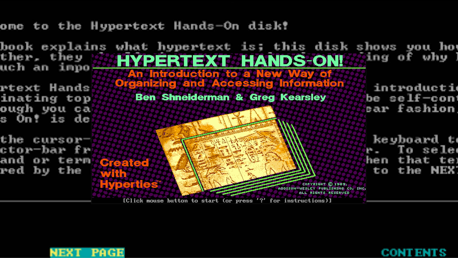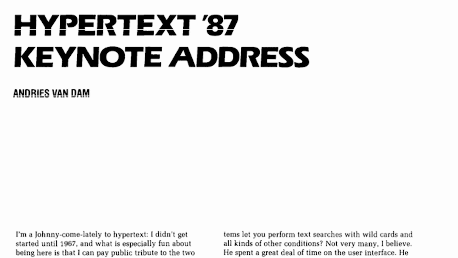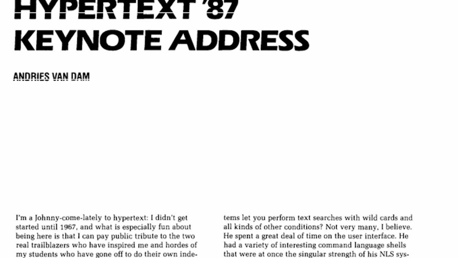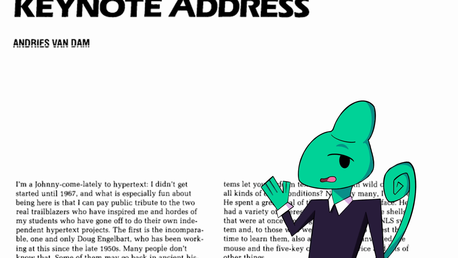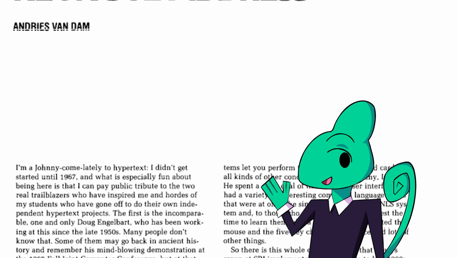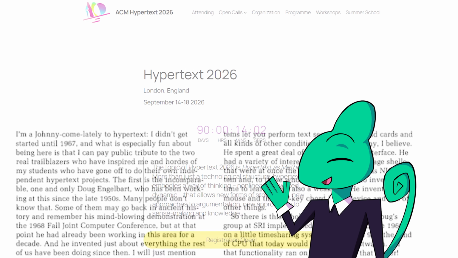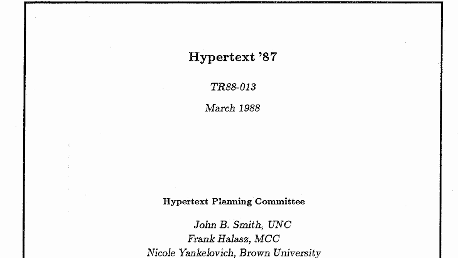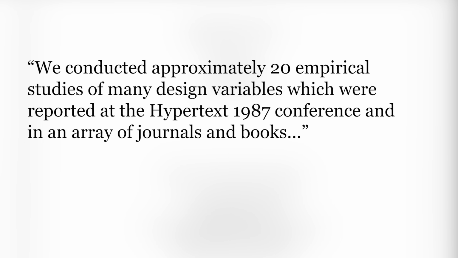Shneiderman would go on to present their findings in industry papers like the Communications of the ACM, as well as the first hypertext conference in Chapel Hill, North Carolina in 1987. Yes, there was a conference around hypertext, and it's one of the oldest international conferences for human-computer interaction and information systems. It's actually still running today. Of the conference, Shneiderman would later write, "We conducted approximately 20 empirical studies of many design variables which were reported at the Hypertext 1987 conference and in an array of journals and books."